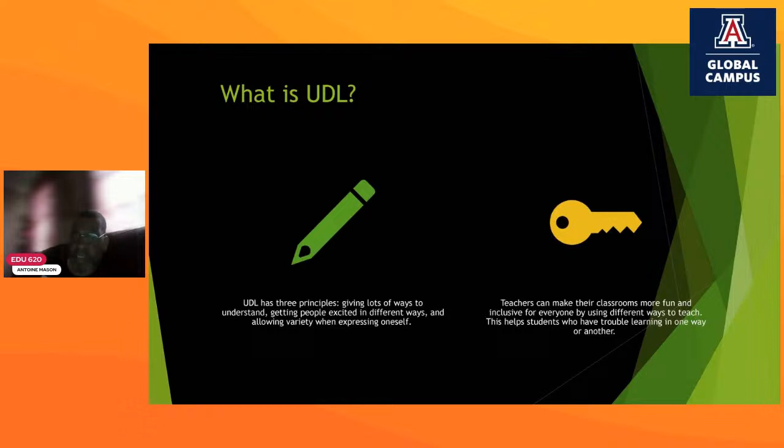Teachers can make their classrooms more fun and inclusive for everyone by using different ways to teach. This helps students who have trouble learning in one way or another. Teachers should give kids options on how they show what they learn, like talking about it, writing an essay, making a video presentation, acting out a play, or using artistic means. When teachers encourage creativity and new ideas this way, they help kids learn better.